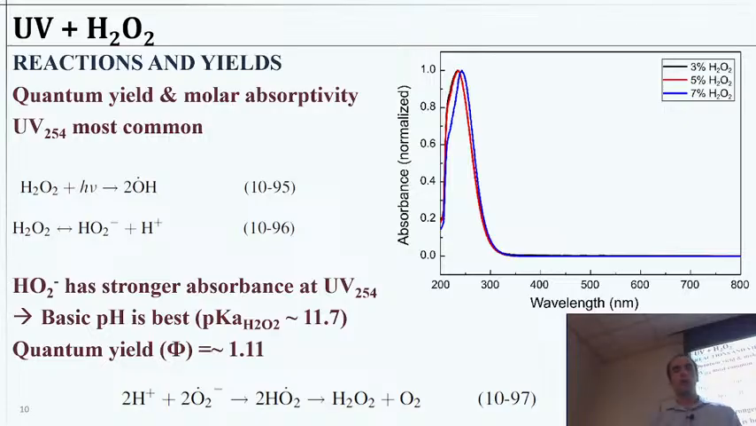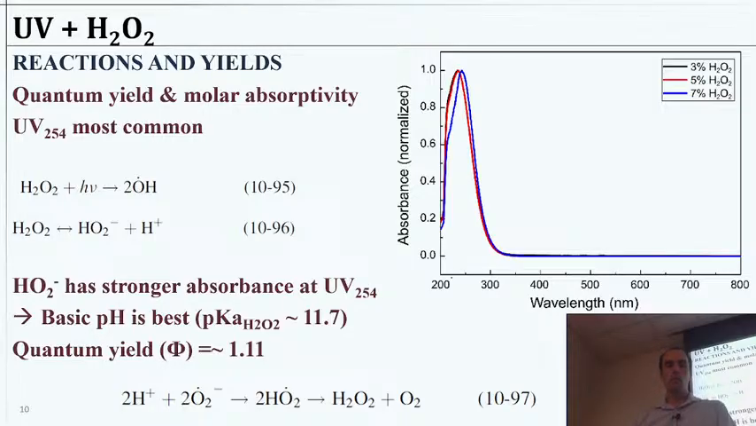We know that hydrogen peroxide absorbs with a spectra that looks like this if we had 3 to 7% solution of hydrogen peroxide. And so that means we can use wavelengths kind of in this range with UV light, which corresponds pretty well with our mercury lamps, which tend to emit strongly right here. So if we use a strong mercury lamp, like a low pressure mercury lamp, we're absorbing a decent amount of that energy.